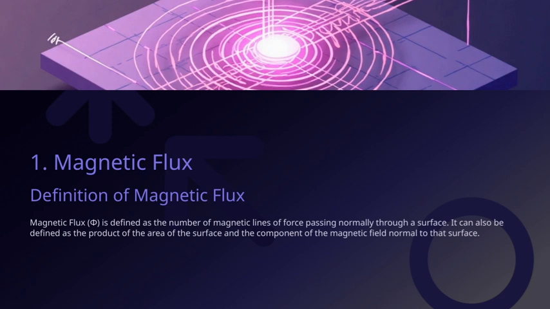So, if the magnetic field lines are passing straight through the surface, the flux is maximized. If they skim along the surface at an angle, the flux decreases. Understanding this concept is fundamental because it helps us quantify how magnetic fields interact with different surfaces, which is crucial for analyzing electromagnetic induction and designing various electrical devices. So, in essence, magnetic flux gives us a clear picture of how magnetic fields permeate through space and objects.